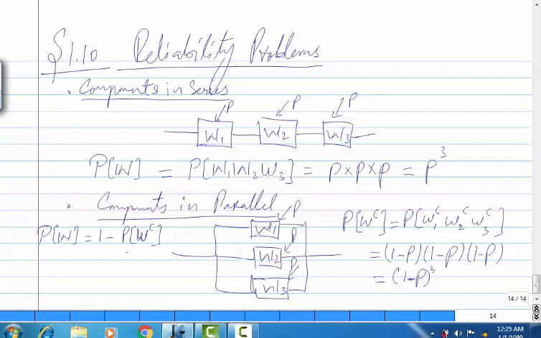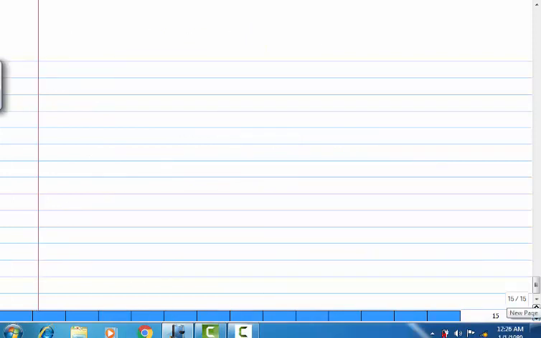So when we do that, I have to put 1 minus P power 3. So this is the probability of success when you have 3 components in parallel. Okay, so it's very obvious that if components are in series, your reliability is very low. If components are in parallel, your reliability is higher. Okay. Now let's do an example on this reliability analysis.